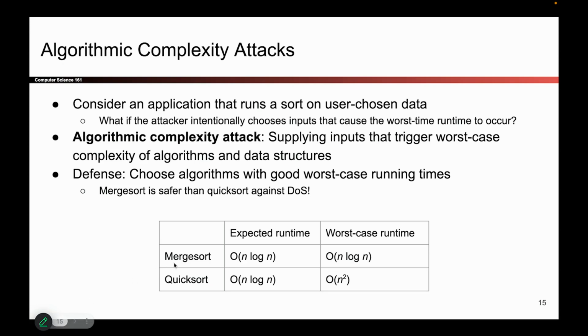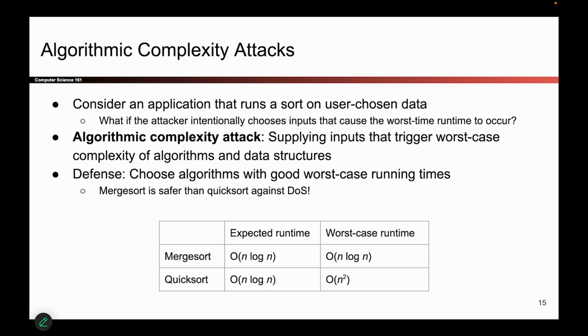So for example, you could choose to use merge sort, and as a reminder, merge sort runs in n log n time for all possible inputs. So whatever input you give it, the runtime should be roughly n log n. That's the expected runtime for a random input. It is also the runtime for the worst case possible input you could give to merge sort.